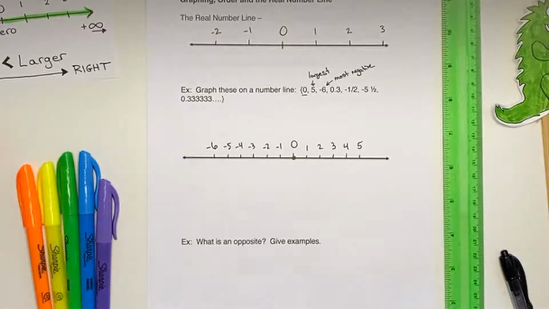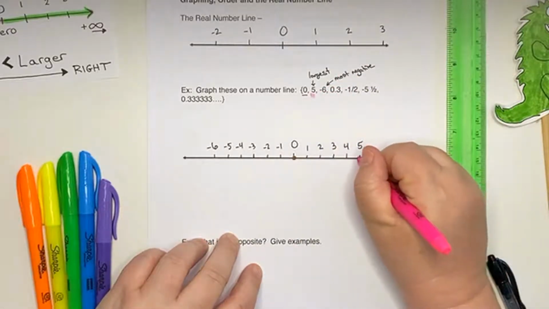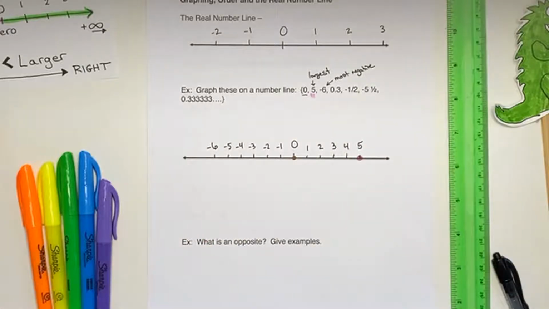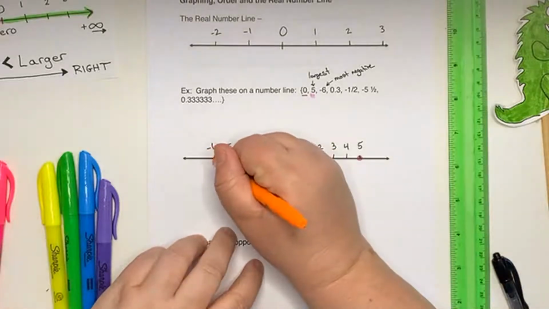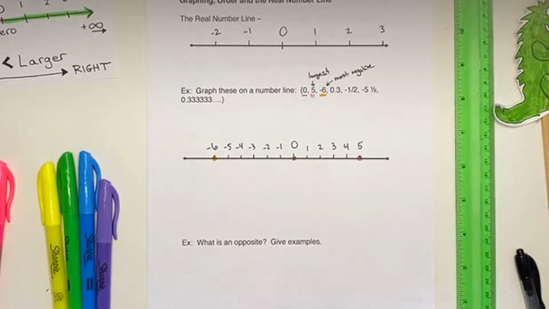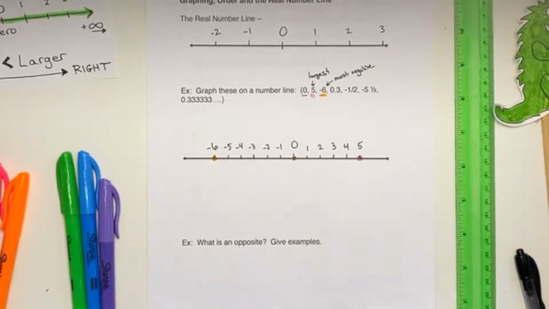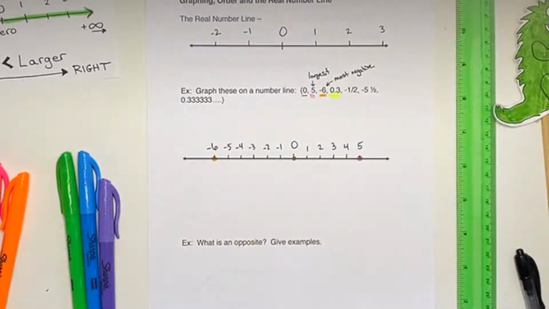Okay, so 5 will be my pink number. And I've got my pink value right there. Okay. -6 will be my orange. There's -6. Okay. Then 0.3. Now, this is where things get exciting because I don't have 0.3 written out there.